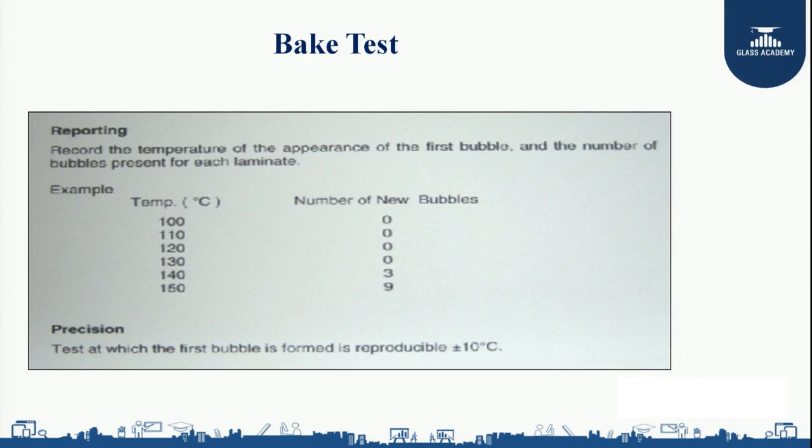You can see in this report the recorded temperature of the appearance of the first bubble and the number of bubbles present for each laminate. For example, at 100 degrees centigrade the number of bubbles was found to be 0. When I raised the temperature to 110 degrees centigrade, the bubbles were still 0. At 120, 0. 130, 0. Once it reached 140, I found there were 3 bubbles. At 150, there were 9 bubbles. We need to understand the precision of the test: the temperature at which the first bubble is formed is reproducible at plus or minus 10 degrees centigrade.